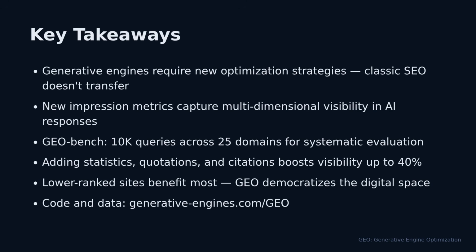To wrap up, as generative engines replace traditional search, content creators face a new and urgent challenge. GEO is the first systematic framework for meeting it. By defining new impression metrics, curating a 10,000 query benchmark, and testing 9 optimization strategies, this work shows that simple, non-adversarial content changes, adding statistics, quotes, and citations, can boost visibility by up to 40%. The creator economy can adapt, and GEO points the way forward.